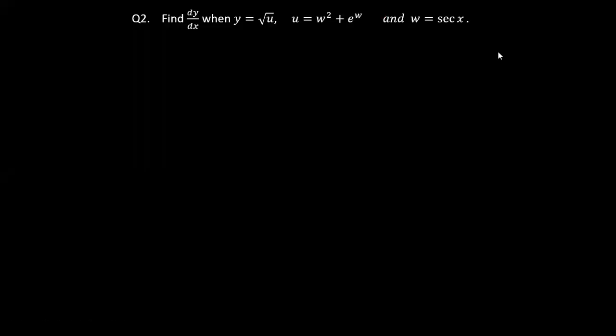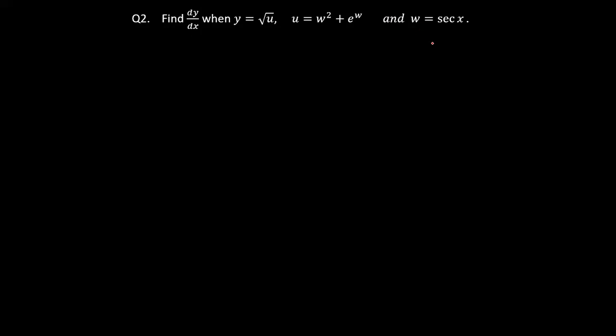Question 2 is from section 3.6, and we are given three functions y, u, and w. Y is a function of u, u is a function of w, and w is a function of x. And we need to calculate dy by dx. If we recall, in section 3.6 we have learned the chain rule, so we will calculate dy by dx by using the chain rule.